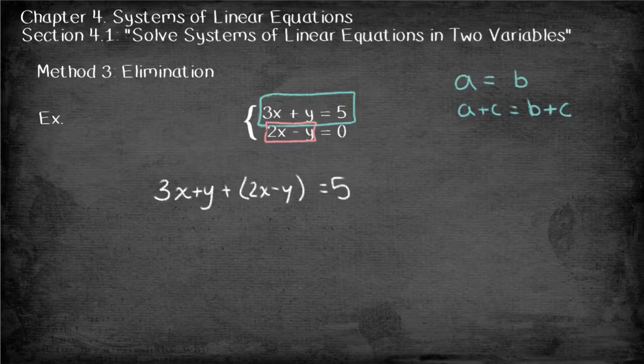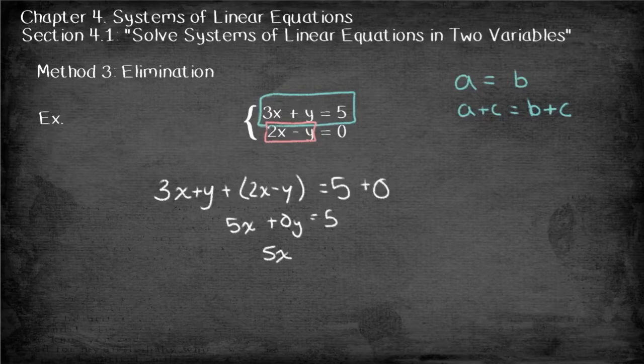Since I'm adding something to one side, I have to add it to the other side. However, we also know that 2x minus y is equal to 0, so I can add that, and it would be the same as adding 2x minus y. And so the net effect is you have basically added the two equations together, giving you 5x, and then y plus negative y gives me 0y.